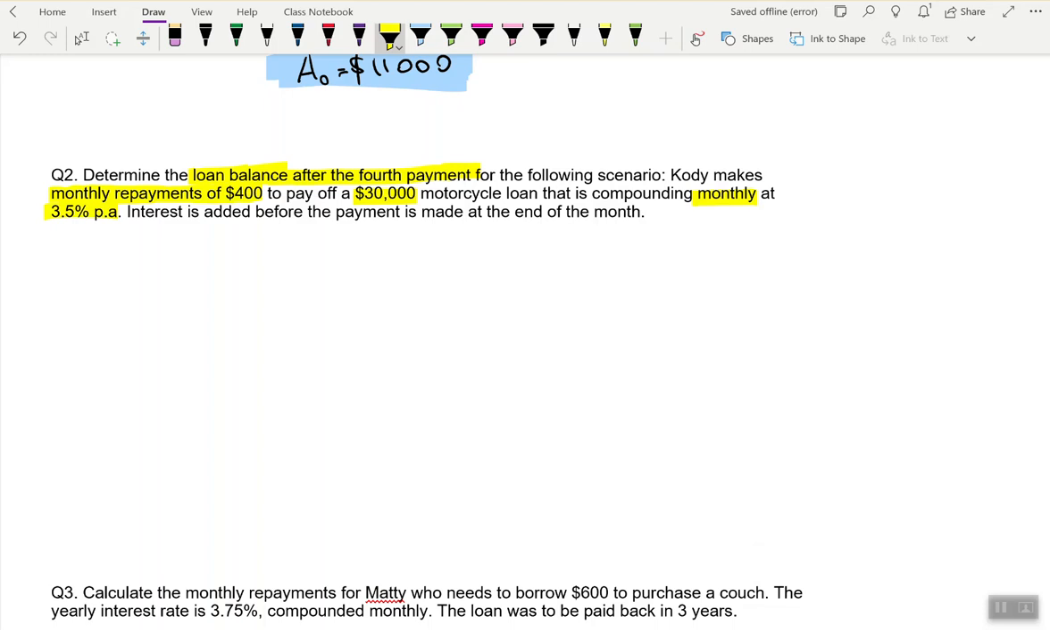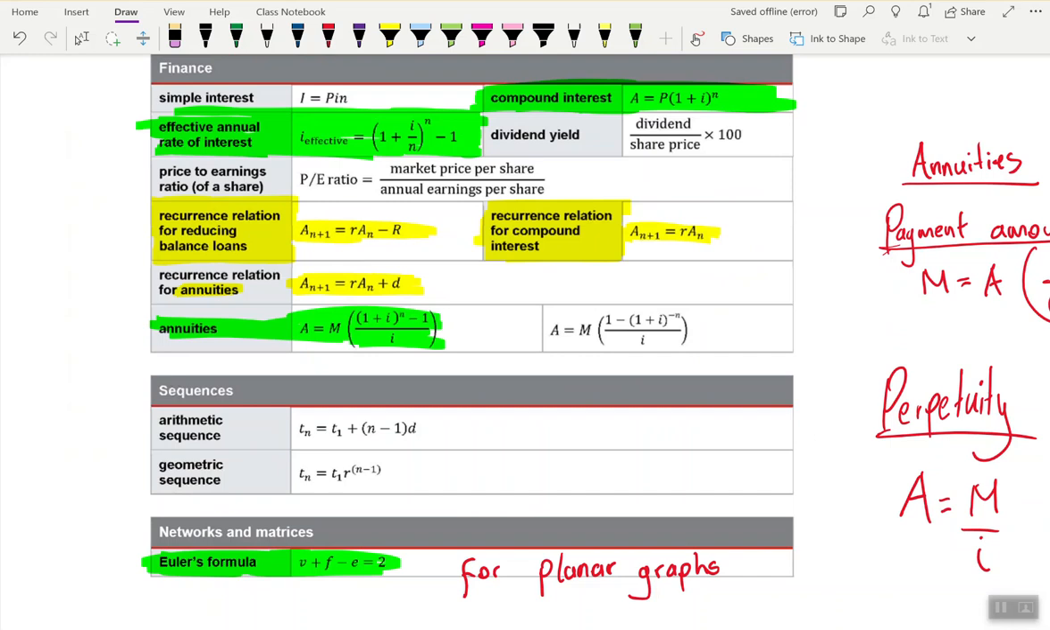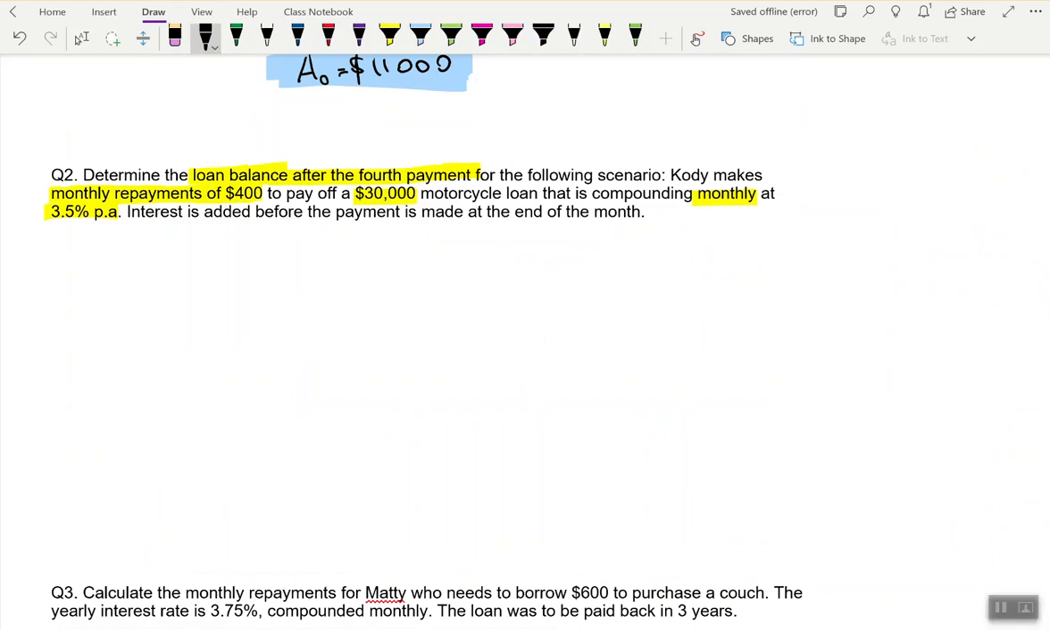So firstly, I need to use the correct formula, and in this case I am using that one there, because it is a reducing balance loan of a motorcycle with repayments being made every month. Okay, so I need to make sure my R, the interest rate, is converted to monthly, and my capital R is my monthly repayments. That's already given. Okay, so I'll go back and I will write my recurrence relation. So it's the same compound interest one, but we're subtracting monthly repayments of 400.